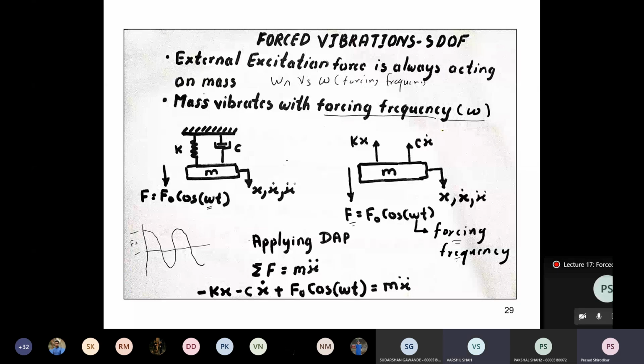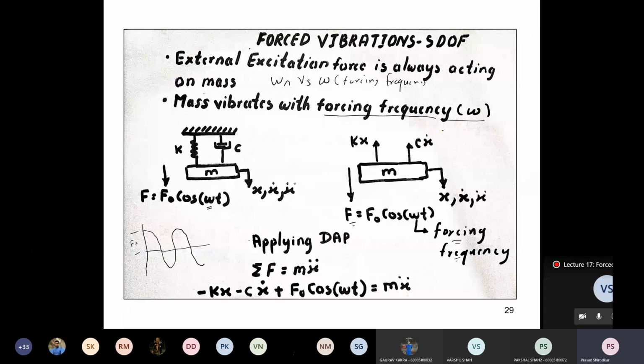And why is the word excitation used? Excitation force, because this is the force which is applied. So the mass initially will be stationary, so if you want to move this mass, some external force will be required.